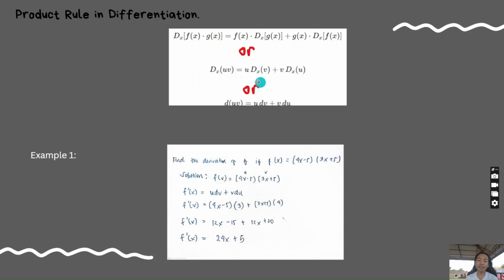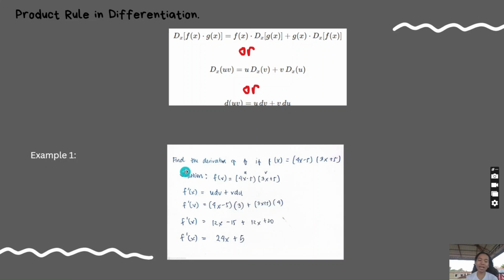And then we also have here d of x times uv is equal to u times the derivative of v plus v times the derivative of u, or simply written as d of the quantity uv is equal to u dv plus v du. So dv means getting the derivative of v, and du means getting the derivative of u. Since I found it convenient to use the third formula, since it is easy to memorize, we are going to apply it with our example.